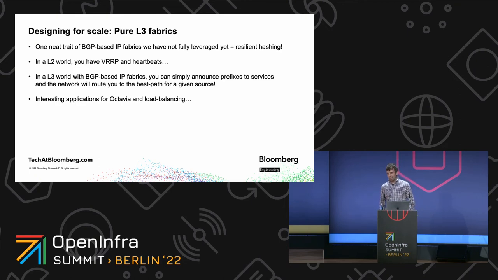And so you don't need things like a leader or VIP anymore. In layer two networks, we use VRRP, or keepalived, to select a web server that's the primary. Here we can just announce routes to multiple web servers, and VMs will route traffic to all of them. We can use BGP for those kinds of things. So that's where interesting implications like Octavia come up, which we're looking at leveraging in the future.